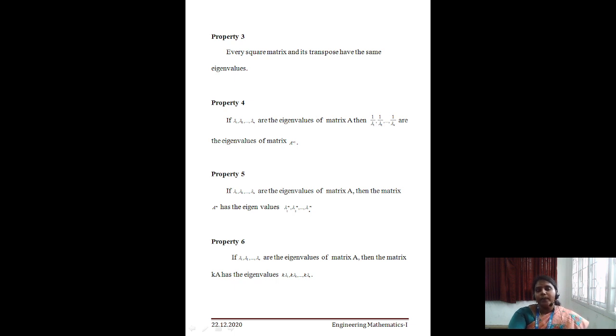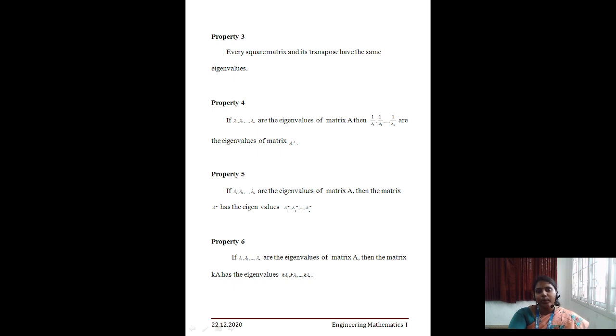Then third property, every square matrix and its transpose have the same eigenvalues. So for a square matrix, its transpose will have the same eigenvalues.